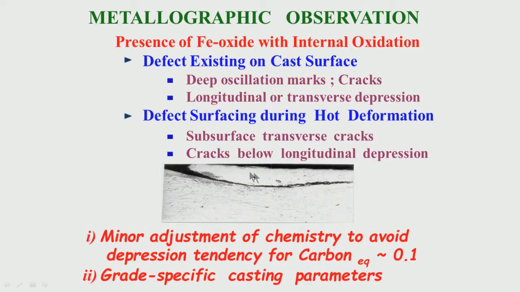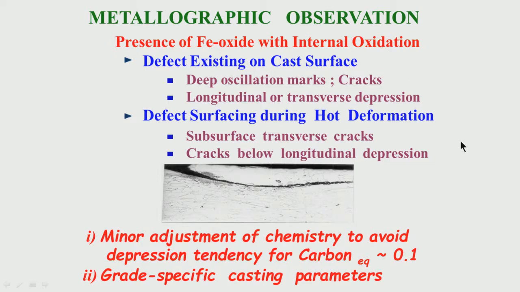What we see in this particular area is internal oxidation, and there is grain growth. What does it mean? As I mentioned earlier, this is the presence of iron oxide with internal oxidation and grain growth. That means this crack you are seeing now, you see it is joining to the surface. Originally it might have been subsurface, but during rolling it got exposed to the surface. Because of that there is internal oxidation and grain coarsening.